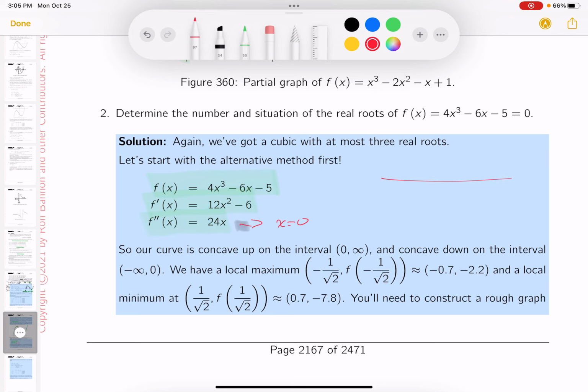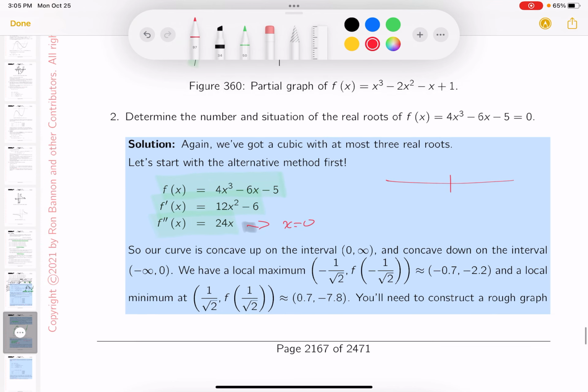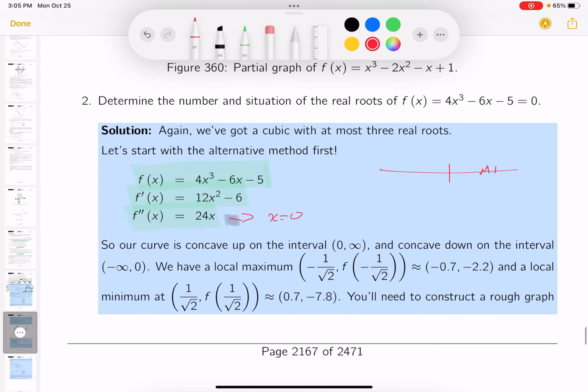So what do I know? I know looking at it, to the right of 0 is positive, and to the left of 0 it's negative. So I know there's going to be a min on this side over here, and I know there's going to be a max over here. All right, I know that much from that second derivative.